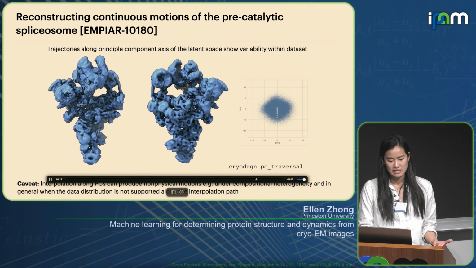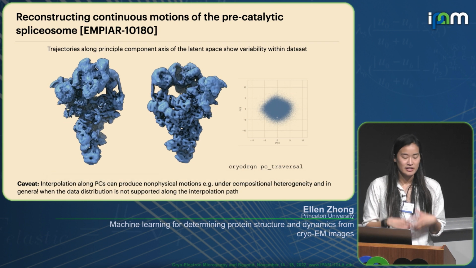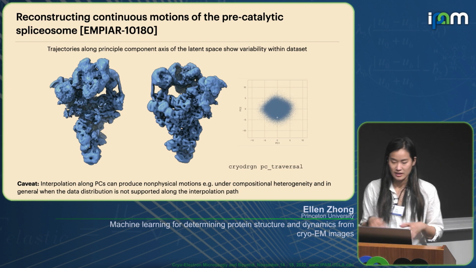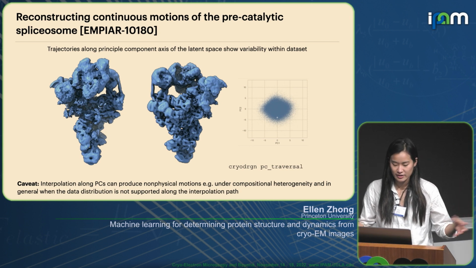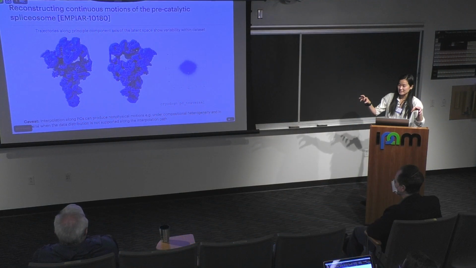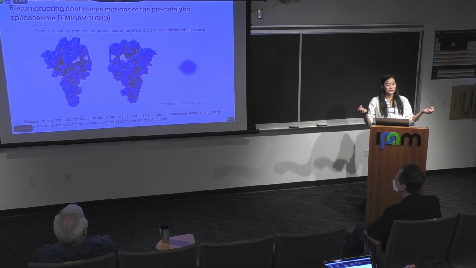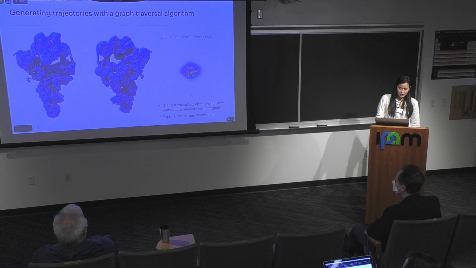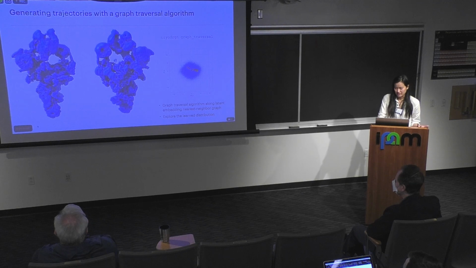One caveat that I wanted to mention, especially for users, is that these interpolations can produce non-physical motions, especially when your data set is not supported along this interpolation path. So for example, if you had clusters like compositional heterogeneity, if you draw the continuous interpolation between the two, that'll definitely be non-physical. So this motivated this graph traversal algorithm.